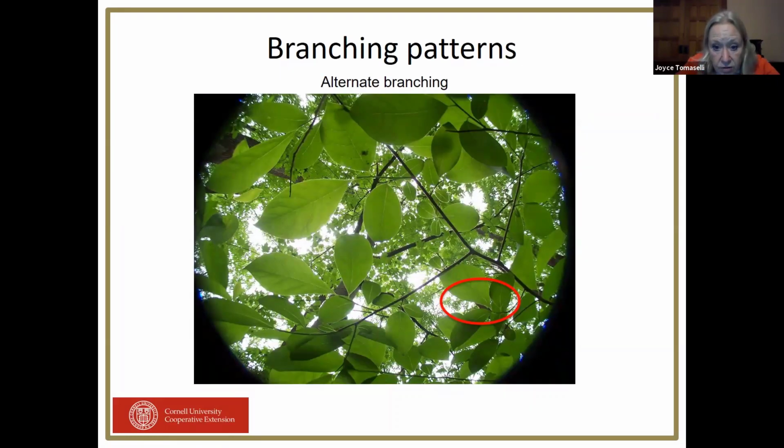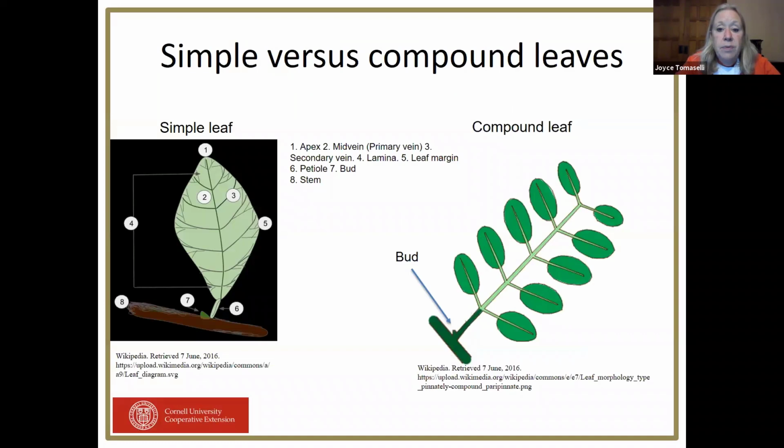This is alternate, so they do that zigzaggy bit. They're alternate through it. And most of the rest of the trees and most shrubs are alternate. Simple versus compound. You have to first look where the bud is, and you then look at the other aspects of the leaf. This is where the bud is, and there's one simple leaf. This is where the bud is, and there's many leaflets that are going along that stem. That's a compound leaf.